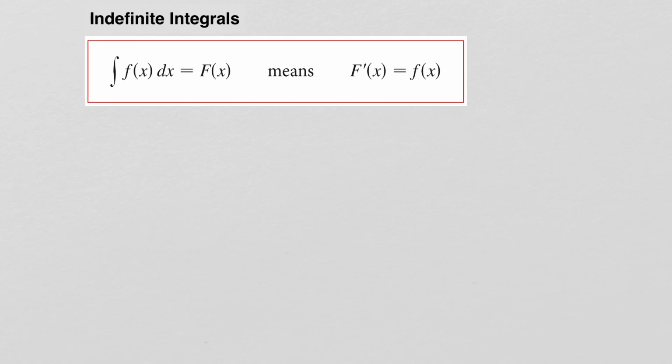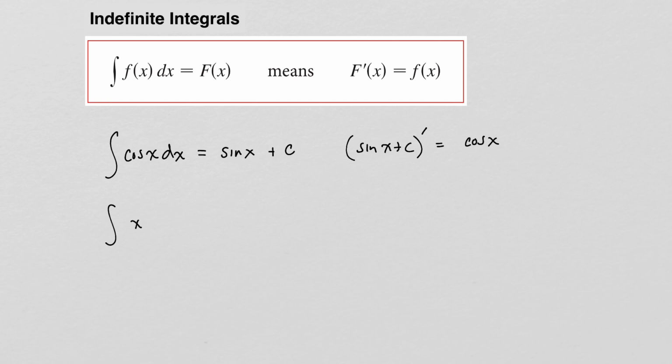For example, if I have the integral of cosine of x dx, this just means the antiderivative of cosine, which we know is sine. But we also have to add the arbitrary constant c, because if I take the derivative of sine of x plus c, we are going to get cosine of x.